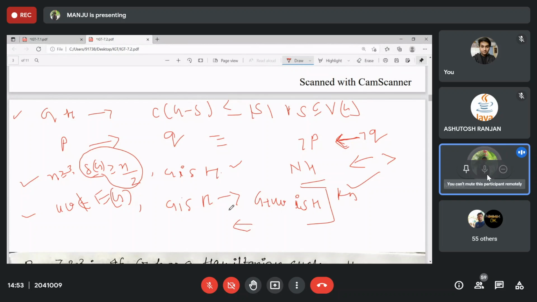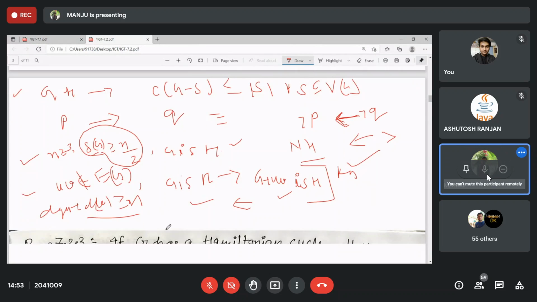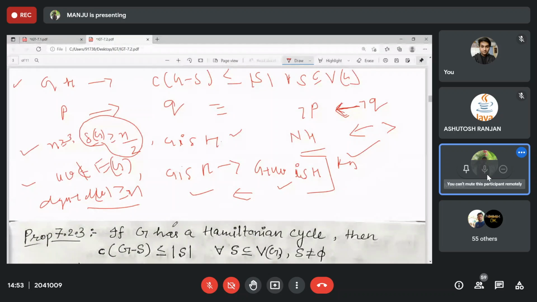Then G is Hamiltonian. This you will be sure of whenever you have degree of U plus degree of V at least n. That is, n by 2 plus n by 2, this will be at least n. Then you are sure that this is Hamiltonian, if you add this condition. This is your if and only if condition if you are adding this condition.